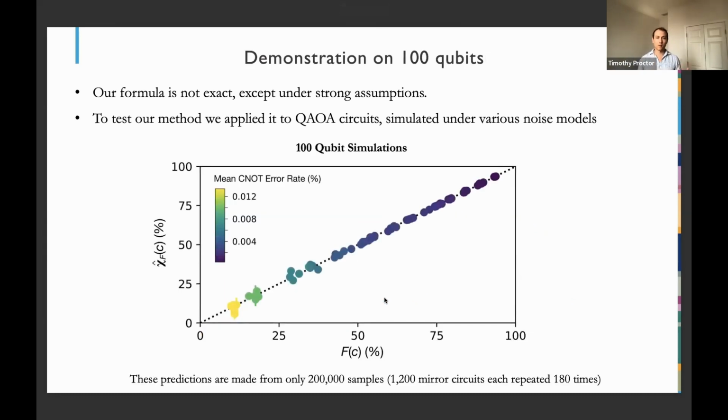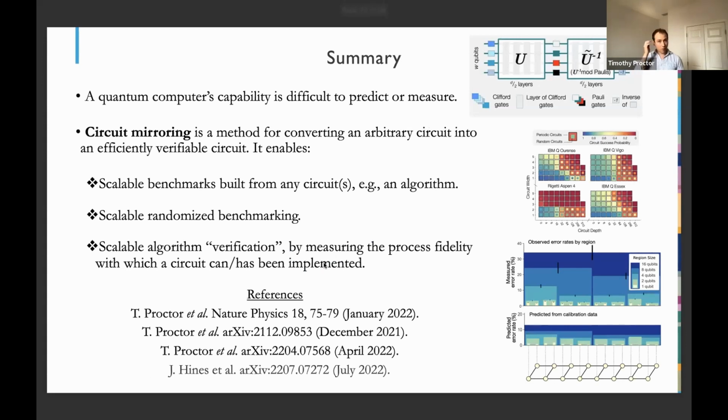We also claim that this is scalable, so I'm just going to very quickly show you some simulations on up to 100 qubits. So this again is QAOA circuits, but we have restricted the angles in them so that they're Clifford, and that allows us to do efficient simulations. And again, I'm showing you the true fidelity versus the estimate, and we're getting pretty bang on this x equals y line, and we're also able to do this with very few samples. In fact, in our paper, we show that the complexity of the sampling doesn't increase with the number of qubits, it's independent of it. And we're doing this with only 200,000 samples for each data point, which is very practical in experiments.